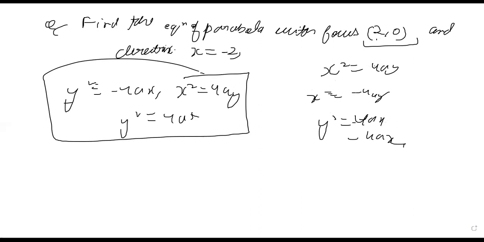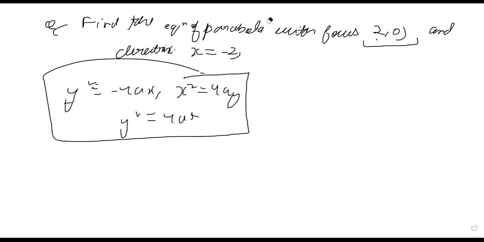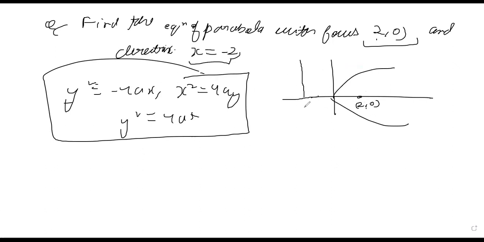Yes. So the parabola will look like something. This is 2, 0. And the directrix is at x equals minus 2, which means the directrix lies here, at minus 2, 0. So what is the equation of the parabola? y square equals 4ax.